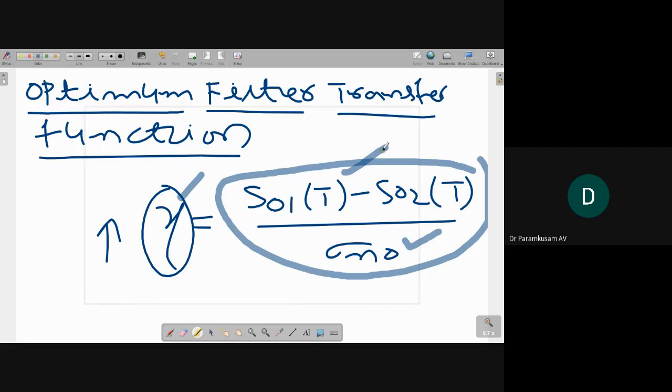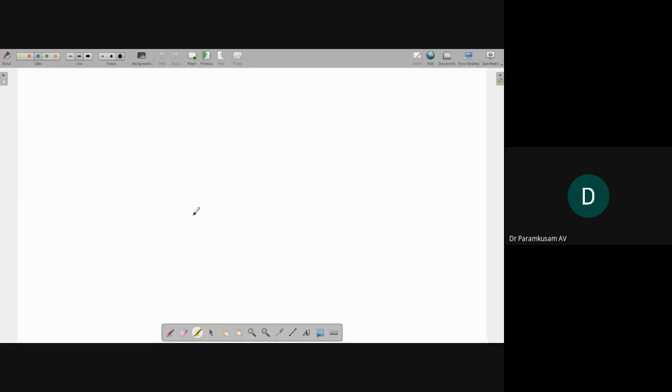Now in this class we will see what should be the transfer function of the optimum filter. What should be the transfer function of the optimum filter?